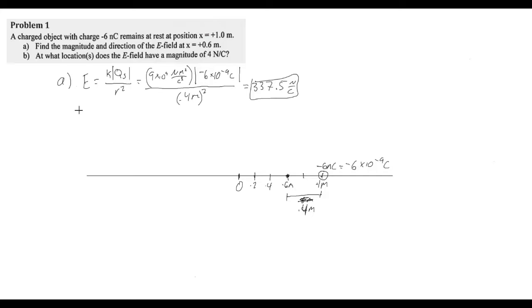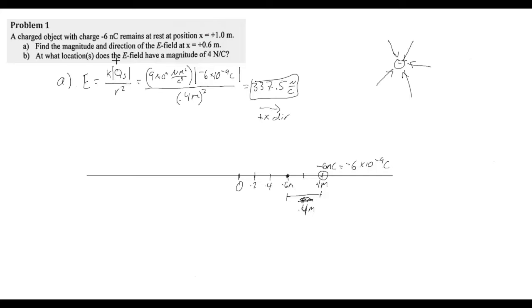That was not bad. The next part asks, at what location or locations does the E field have a magnitude of 4 newtons per coulomb? Oh, which reminds me, we know the magnitude of the E field at this point, but we never said the direction. Since this is a negative charge, the E field lines all point inward towards it, because a positive test charge would feel an attractive force pulling it in towards the negative charge. So at this point, this E field is going to be this magnitude in the positive x direction.